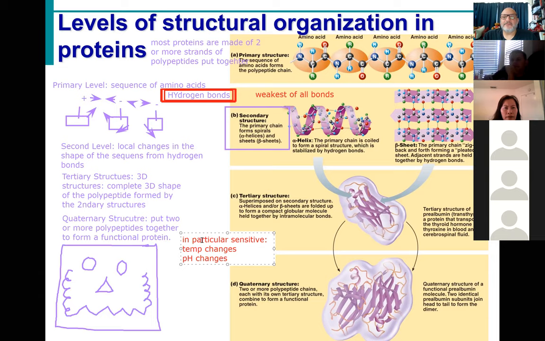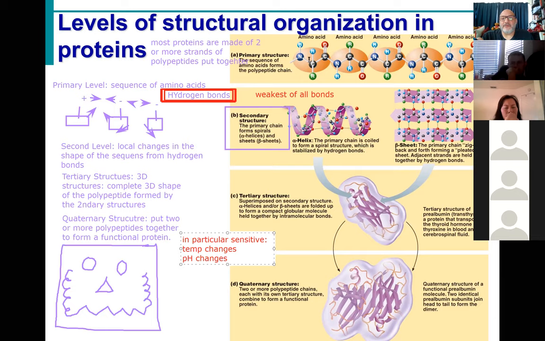Alkaline, maybe? No, it's about 7. What's the pH in your stomach? Acidic. Very acidic, like 1 to 2. Absolutely. You guys have got it. Things like temperature, things like pH change the shape of the protein. And if we change the shape of the protein, we change the function of that protein. So it's vitally important, right?